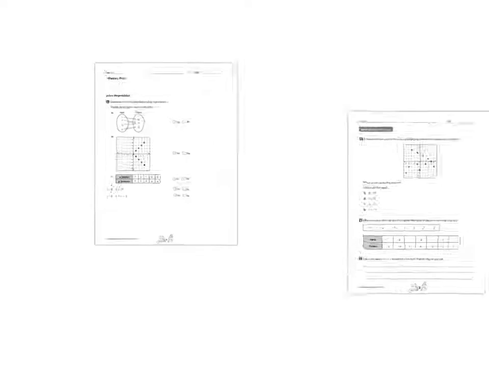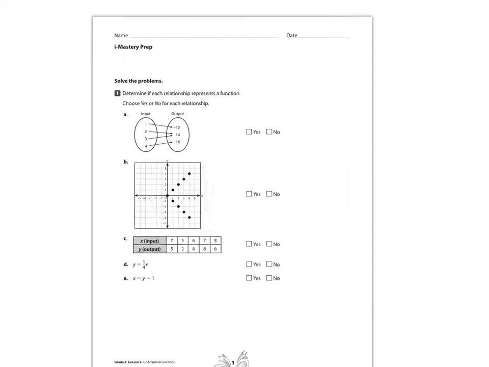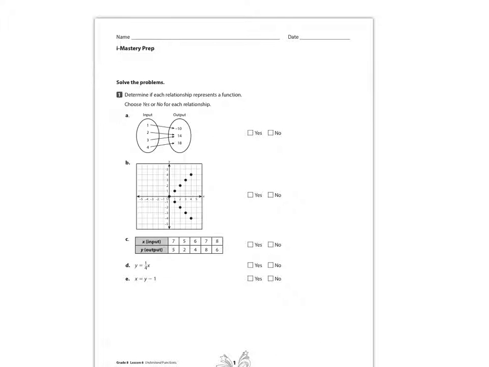Okay, so let's say we had an equation that looked like this: y equals 2x cubed, right? And here we see that exponent with the x, but there's nothing with y. That would be a function too. Here, x equals y minus 1.